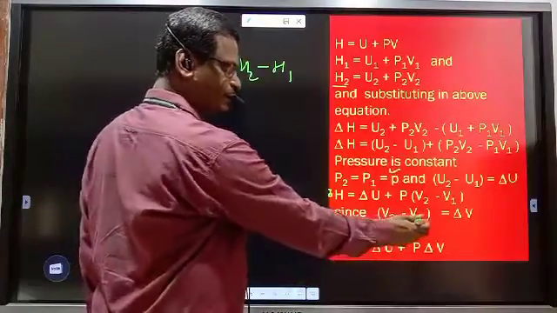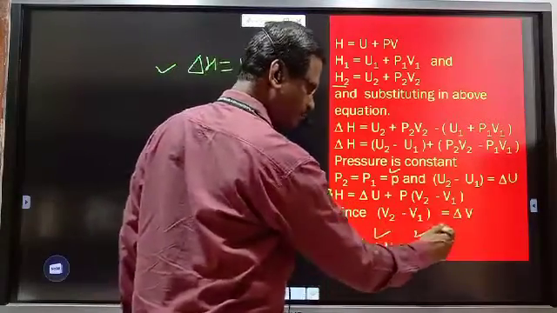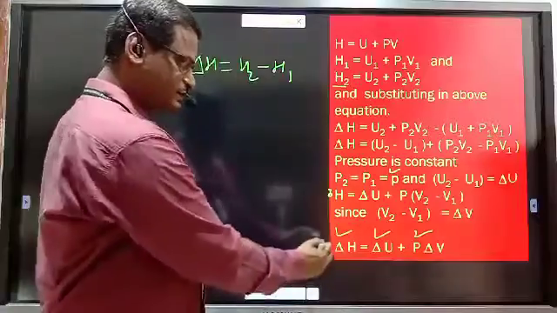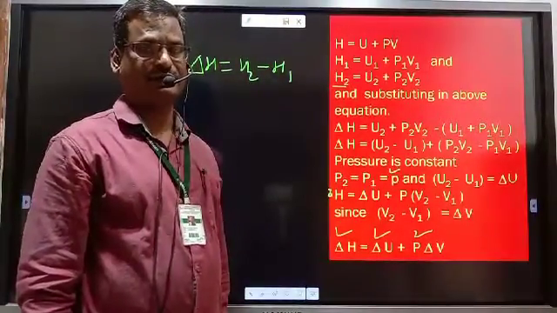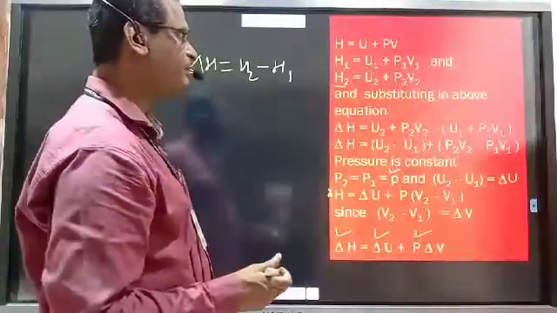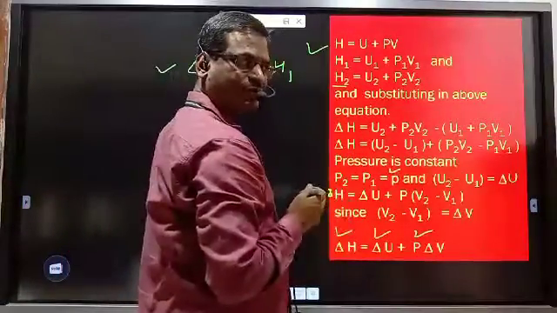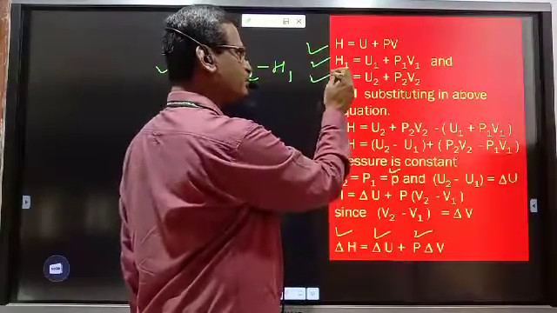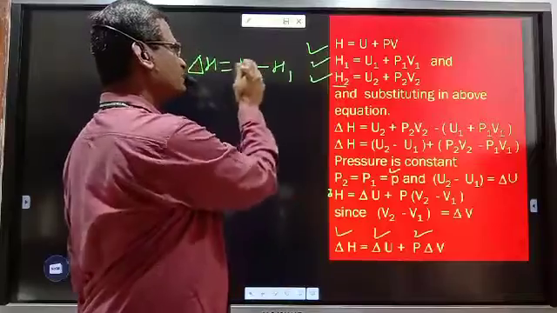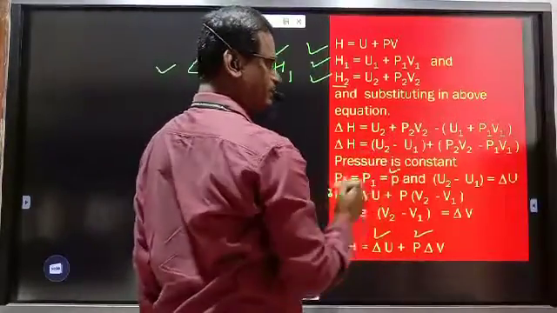Since V2 minus V1 is delta V, we can write delta H is equal to delta U plus P delta V. This is the expression for enthalpy change during a chemical reaction. You got it, how it is derived? This is the equation for enthalpy in the absolute state of the system, initial state of the system, and final state of the system. Final and initial are substituted in this equation and we get this equation for delta H.